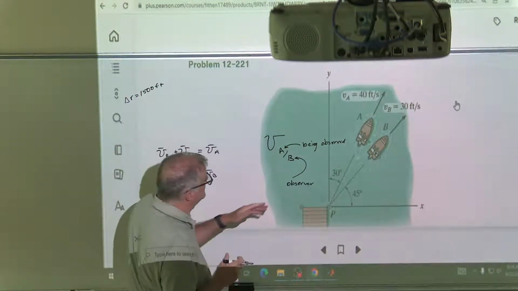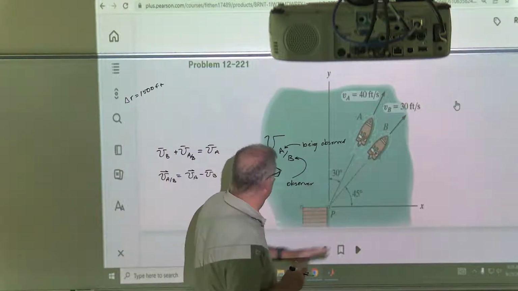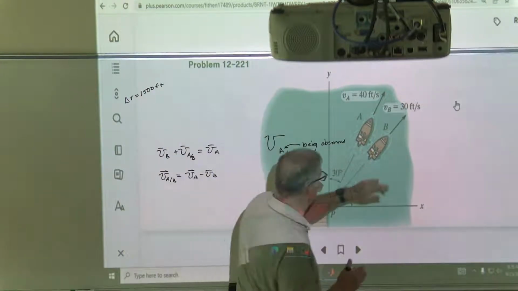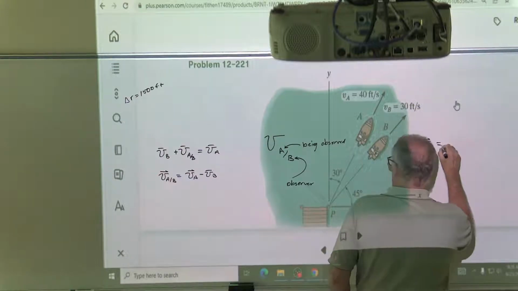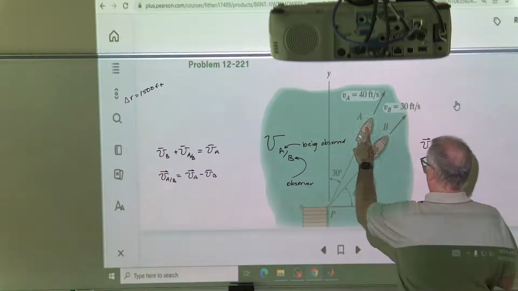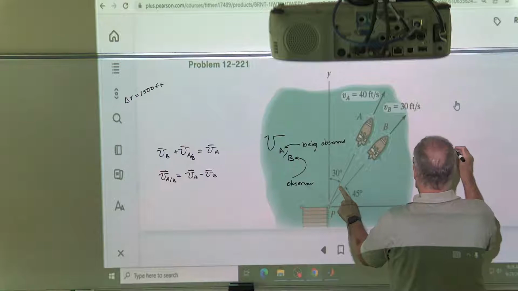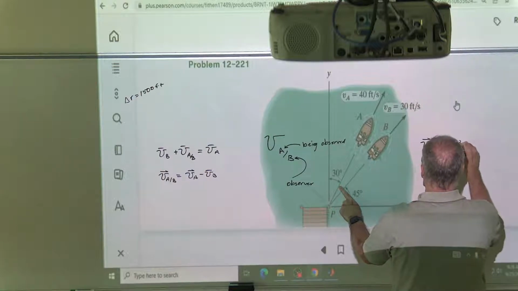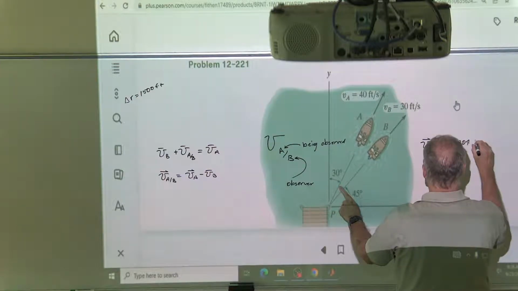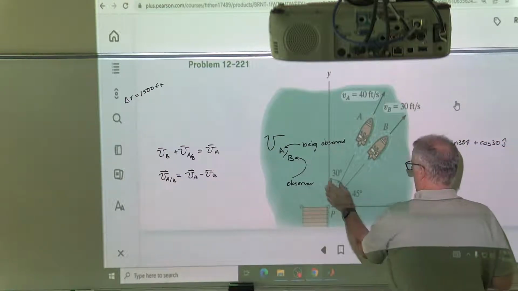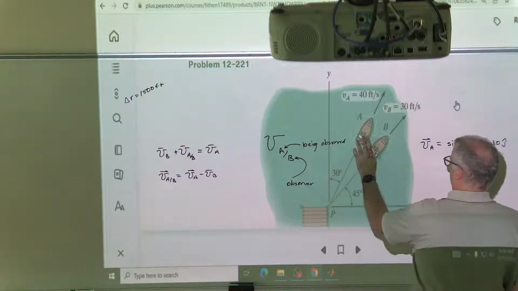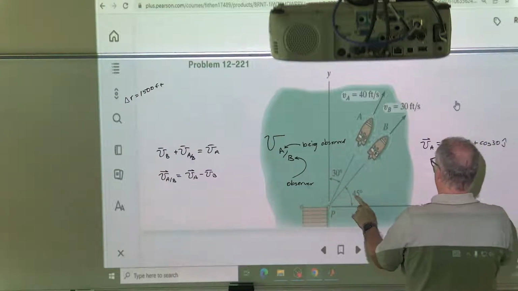So A is the upper one and B is the lower one. So what I'll do is write the A and B over here. So velocity of A is equal to, okay, so this is velocity of A, sine of 30 I plus cosine of 30 J. So there's that one. This one's 45.